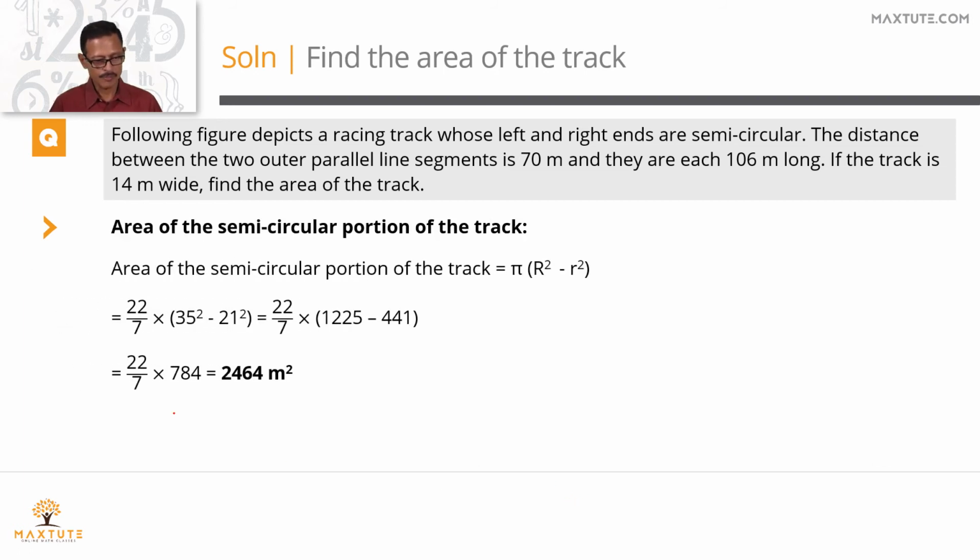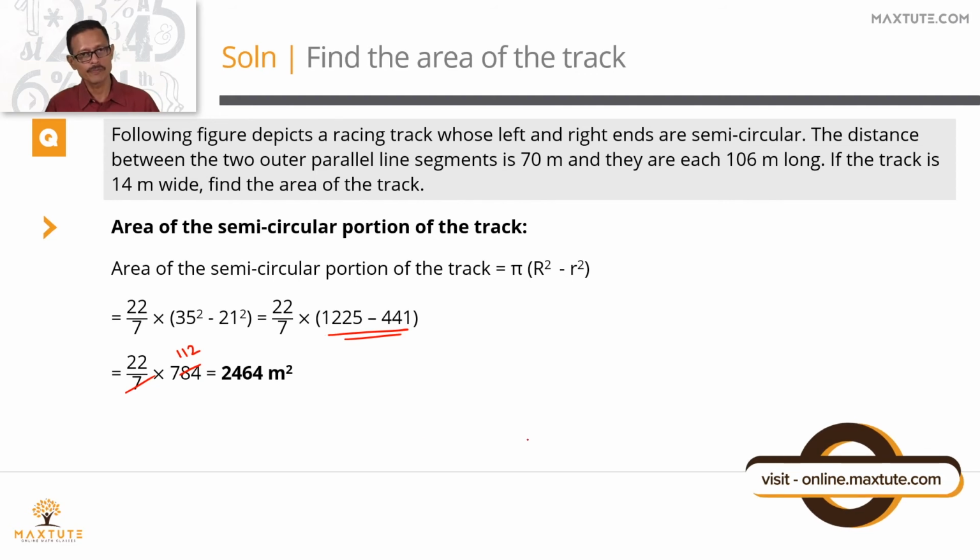Quickly summarize it in a printed form. Pi into R square minus r square, 35 square minus 21 square. Here I've actually done it a little differently, without going for a plus b into a minus b. This number works out to 784. 22 into 784, this will cancel out as 112 to give us the answer 2464.